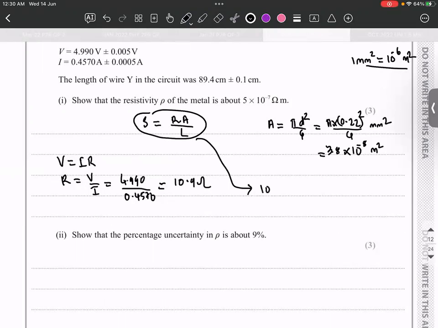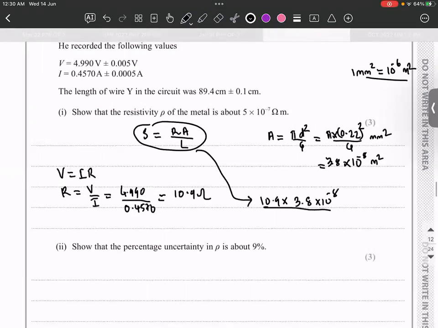So resistance is 10.9 and its area is 3.8 into 10 to the power of minus 8, divided by length. Length is 89.4 centimeter. So 89.4 into 10 to the power of minus 2.